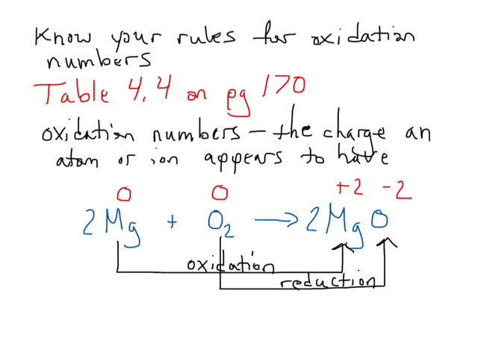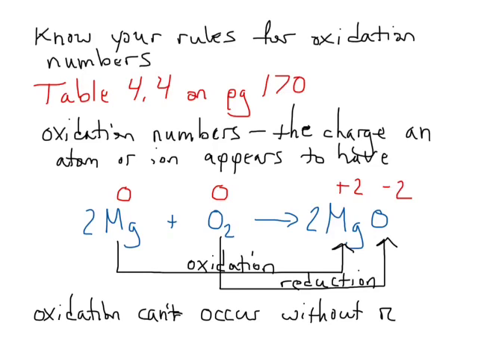So we say magnesium was oxidized and oxygen was reduced. Okay, and we now clearly have identified this as a redox reaction. Little note here: oxidation can't occur without reduction. Okay, so a very important point.